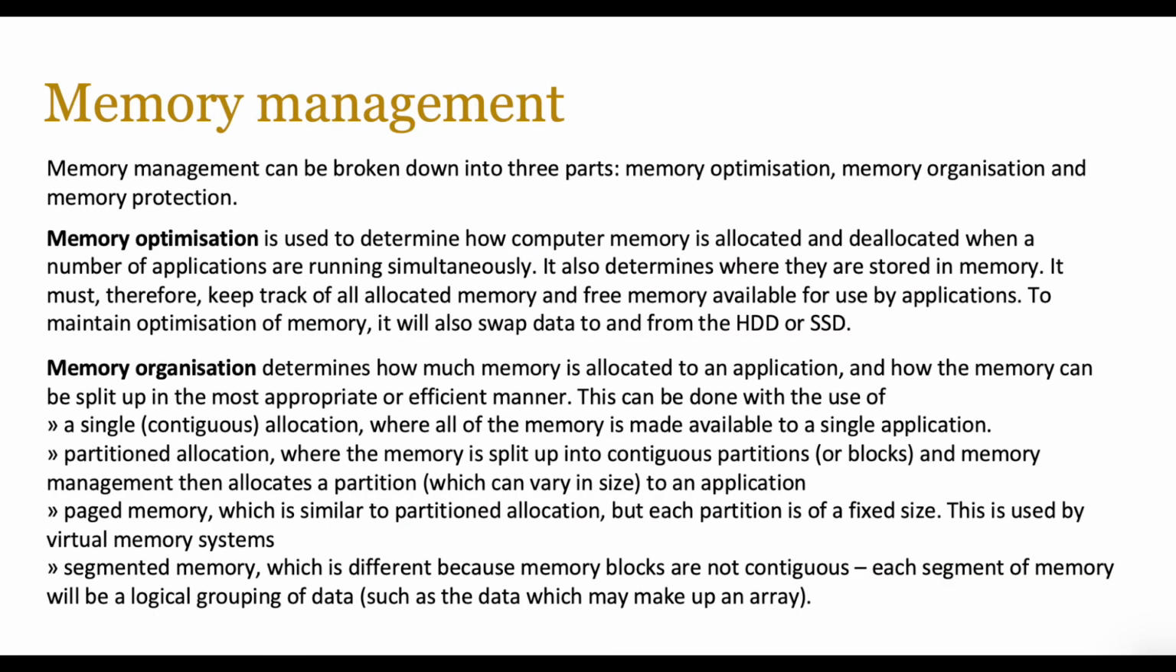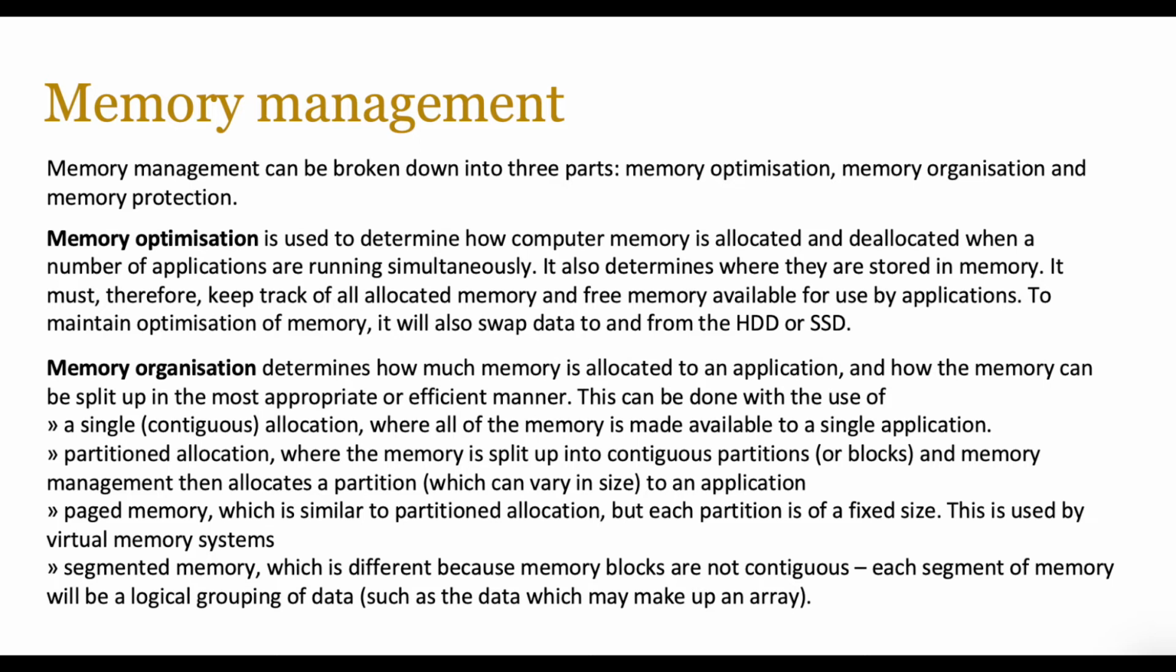So we're going to be looking at memory management as our first one. Now, memory management can be broken down into 3 parts: memory optimization, memory organization, and memory protection. Optimization is used to determine how computer memory is allocated and deallocated when a number of applications are running simultaneously. It determines whether they're stored in memory and at what locations. It must therefore keep track of all allocated memory and free memory available for use by applications. To maintain optimization of memory, it will also swap data to and from the hard disk drive or the SSD.